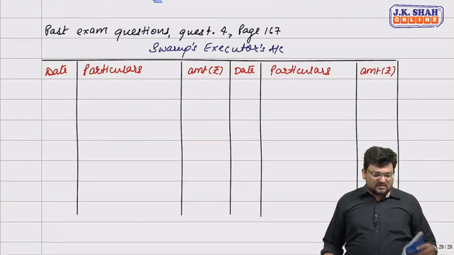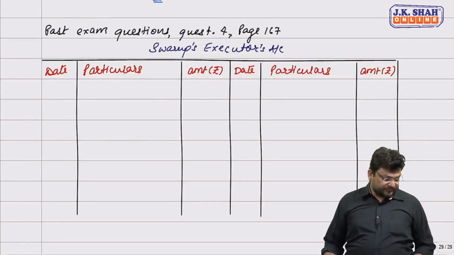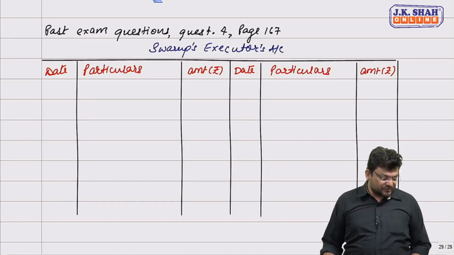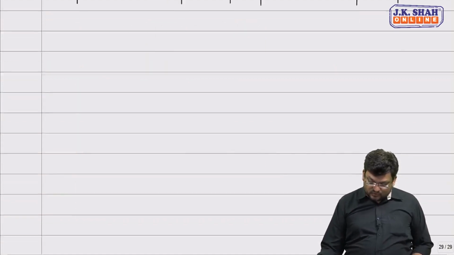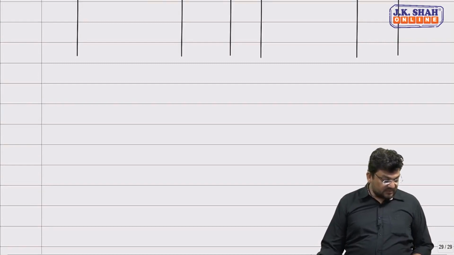Question 4 of past exam questions, friends. Question number 4. What is the information provided? Arup and Swarup were partners. The partnership deed provides inter alia: annual accounts be balanced on 31st December. So they are following calendar year. Profit will be allocated as follows: Arup 1/2, Swaroop 1/3 and carried to reserve 1/6.